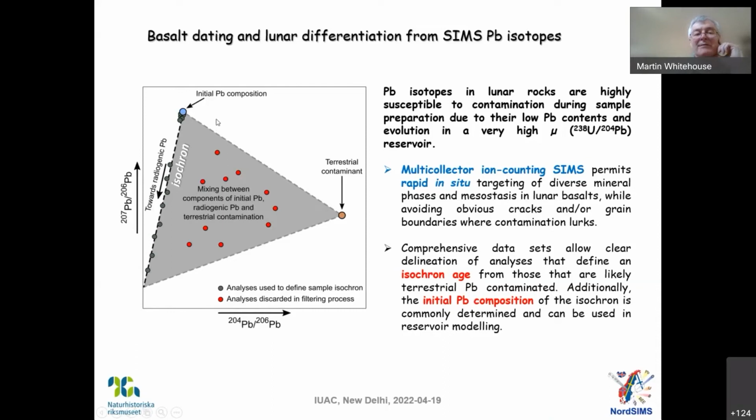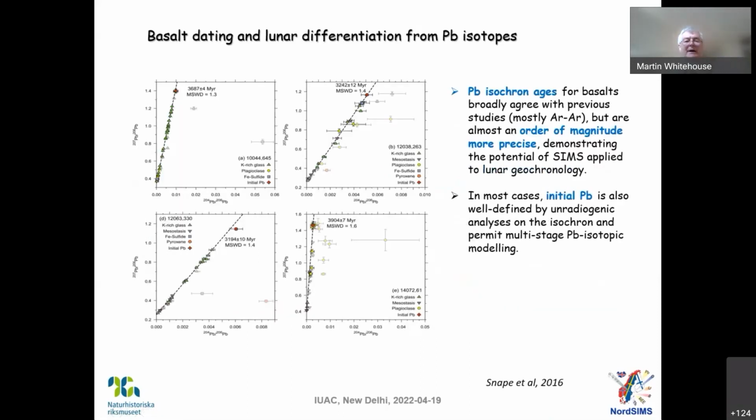And hopefully we define the initial composition here with some measurements, the low uranium measurements, and the higher uranium, more radiogenic phases will define the radiogenic point here. And we can put an isochron through typical standard isochron method and get an age. And here's what we've done.